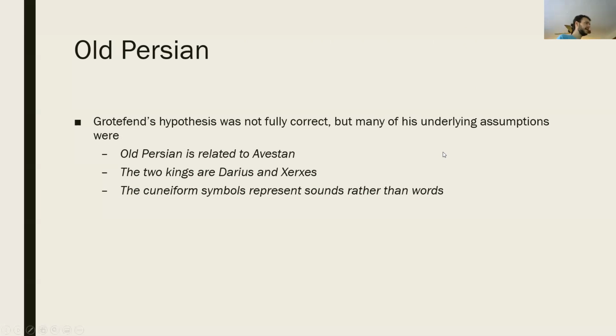And he was also correct that these symbols that he was examining represent sound information rather than word information, in that cuneiform is not a logography. And he was able to make this conclusion because there were a small number of symbols which occurred frequently, which is the sign that you're dealing with an alphabetic or a more phonetic kind of script.